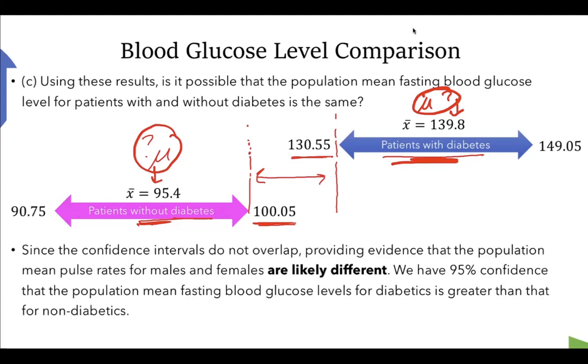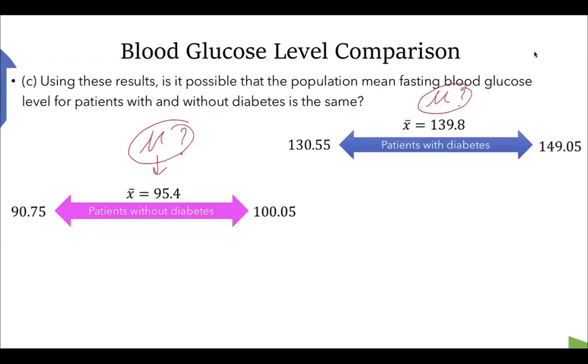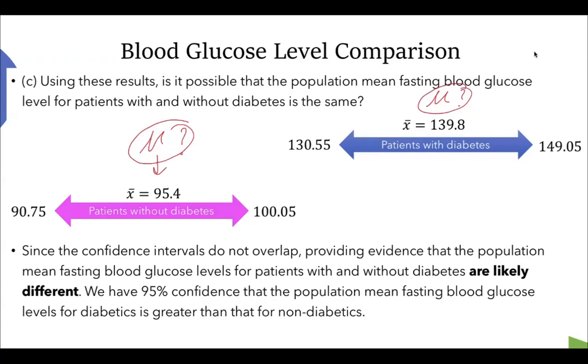Okay. The confidence intervals do not overlap, providing evidence that the population mean, this is not supposed to say that. Hold on, let me fix this. Okay, so the confidence intervals do not overlap. See, there's a gap between them, providing evidence that the population mean fasting blood glucose levels for patients with and without diabetes are likely different.